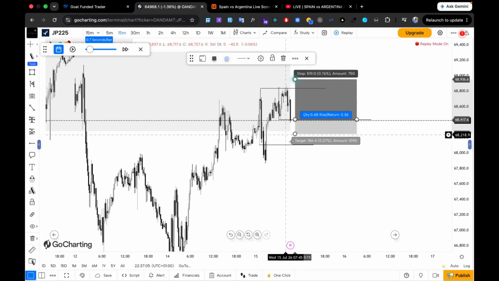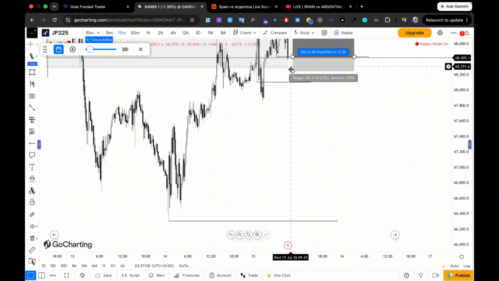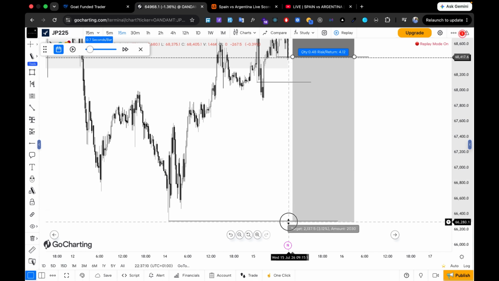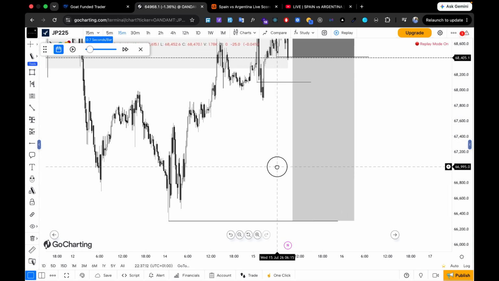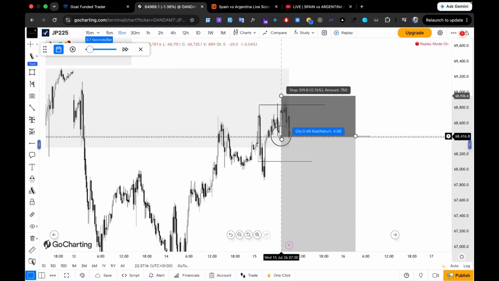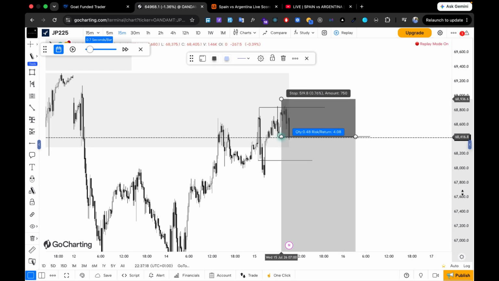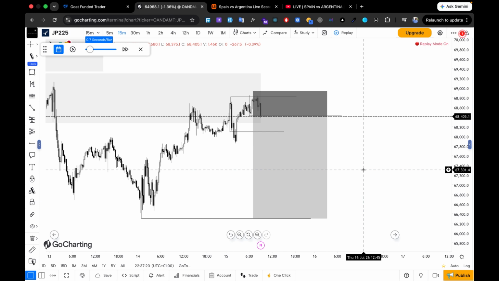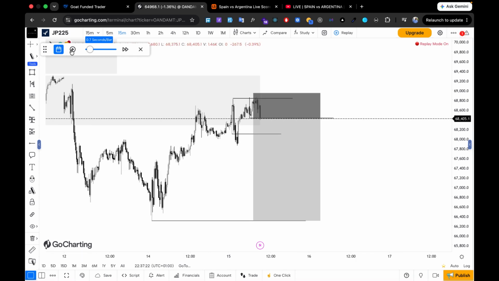Just took my entry from here. My target is dead. That 4RR. I don't like going above 4RR. I don't want to be greedy, and this is a very objective target. So it tags me back inside.